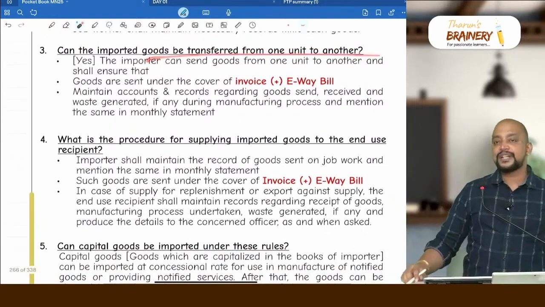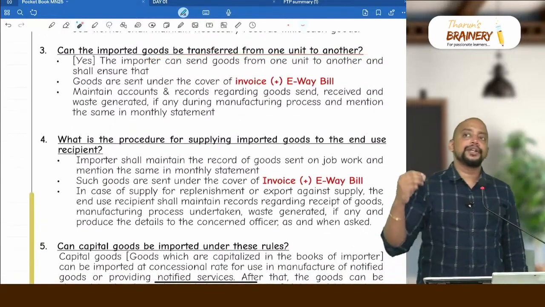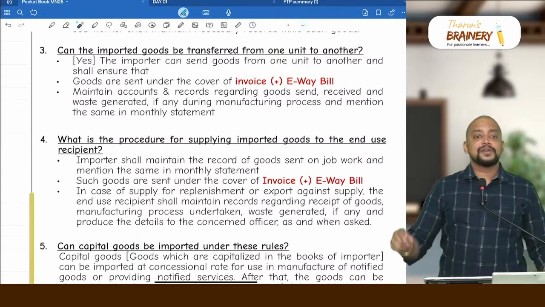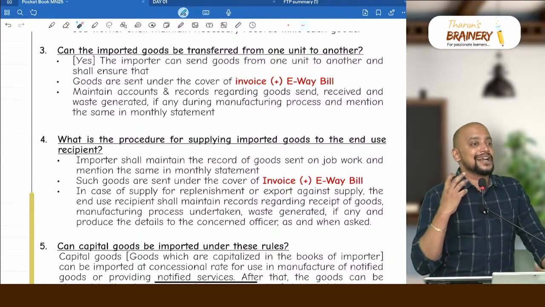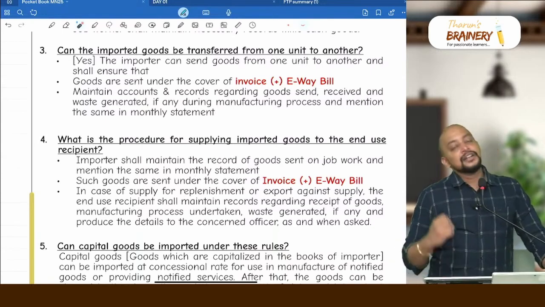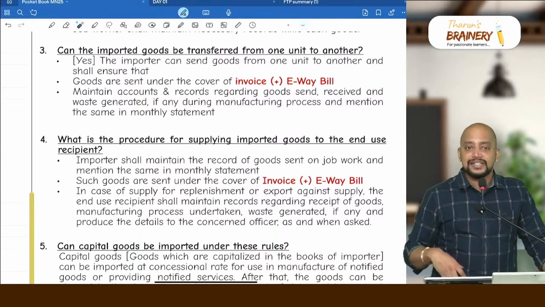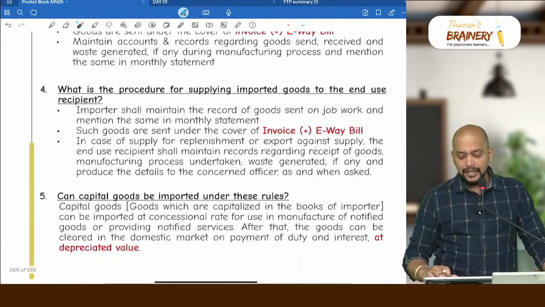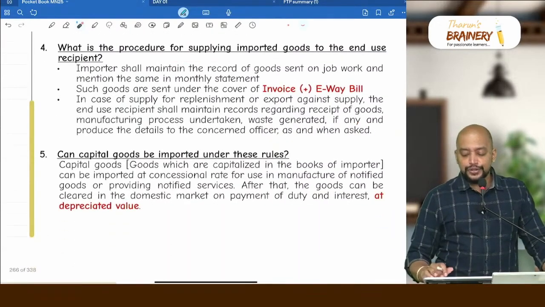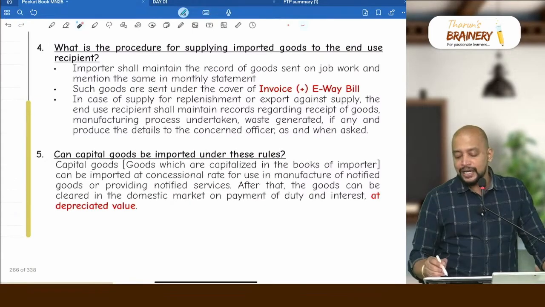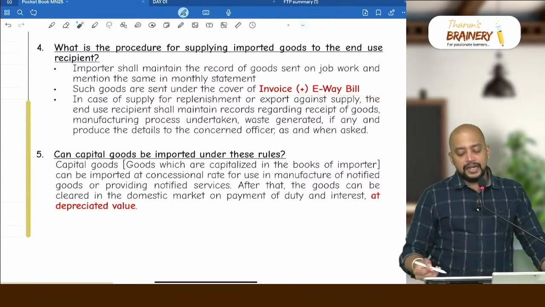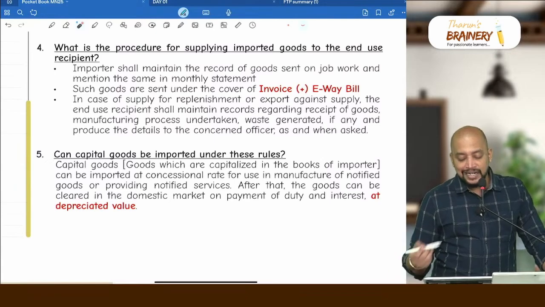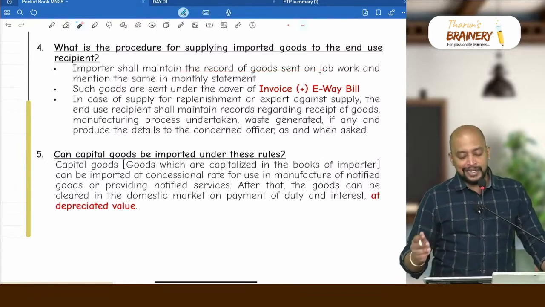Can the imported goods be transferred from one unit to another unit? Yes, it can be transferred, but that should be under the cover of a tax invoice plus e-way bill, because inter-unit transfer means it's a transaction between distinct persons. So all these details should be reported in the monthly statement, and even that unit also should maintain necessary records. Then what is the procedure for supplying imported goods to the specified end use recipient? Same story, tax invoice plus e-way bill, and that specified end use recipient should maintain necessary records. Even the importer also should maintain necessary records.